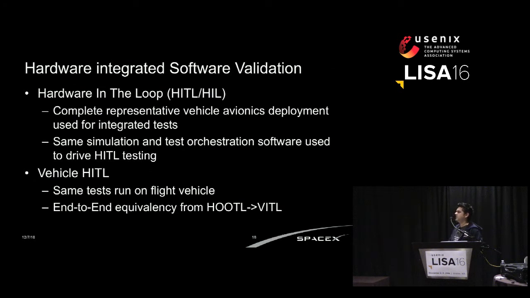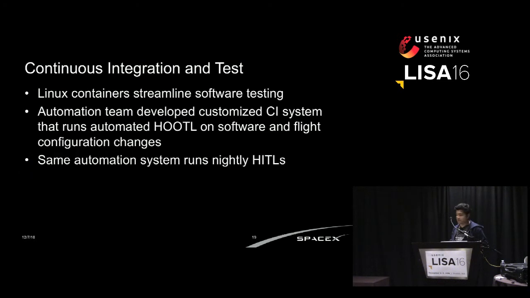But this is 5 minutes, okay. So this is our end-to-end system. I'm going to speed up a little bit. Continuous integration and test. Because we're using Linux containers, it's streamlined software testing. We've now been able to customize our CI system to deploy this container arrangement and virtual network arrangement, so that every change as part of CI gets a full end-to-end HOODL.